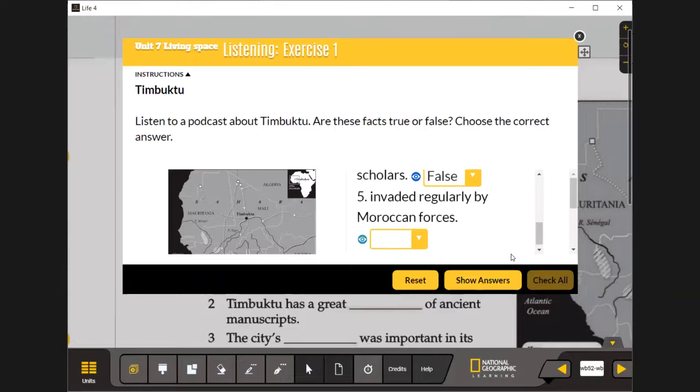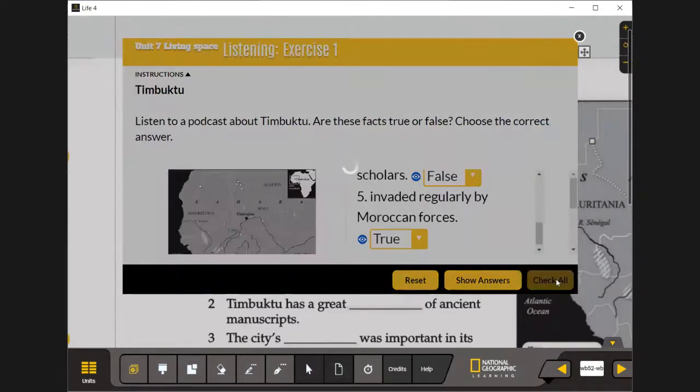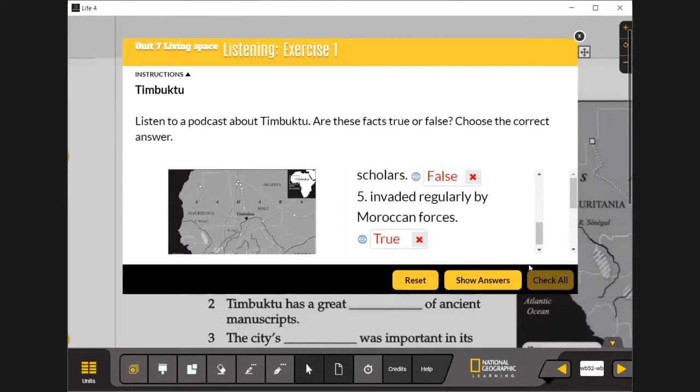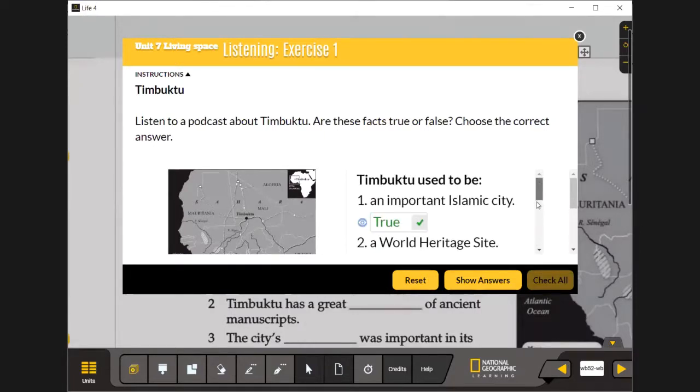Fatima, you wanna try? Invited regularly by American forces is true. Okay. Let us check. I'm pretty sure that is true too, but okay. Okay. And then we check.